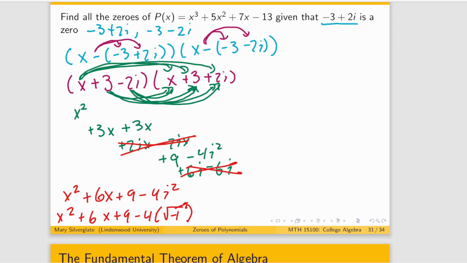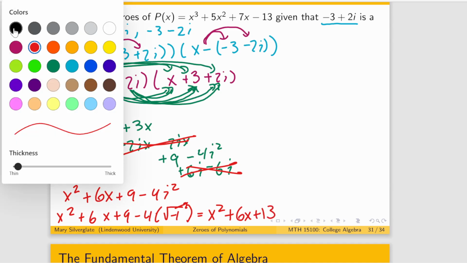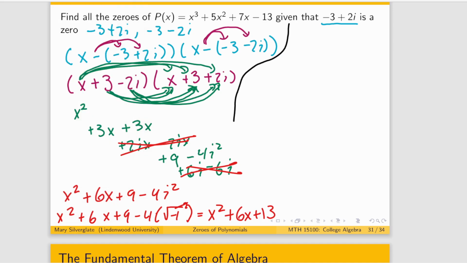Squaring a square root undoes each other. -4 times -1 gets us +4, plus 9 gets us 13. So x squared plus 6x plus 13 is our factor. Now we're ready to actually do our long division with that.